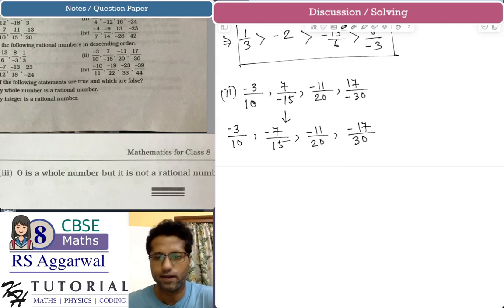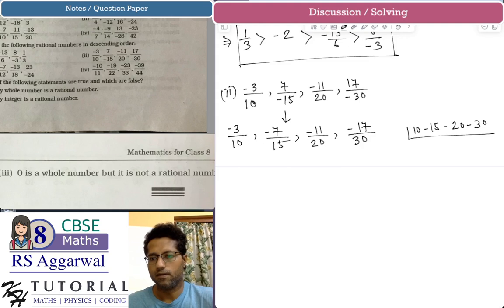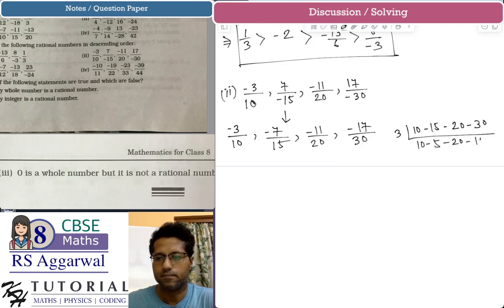So we have to first find the LCM of the denominators 10, 15, 20 and 30. If we divide with the least prime number which divides the maximum number of these numbers, this is 10, 5, 20 and 10. Then we can divide by 2. This is 5, this is 5, this is 10, this is 5.